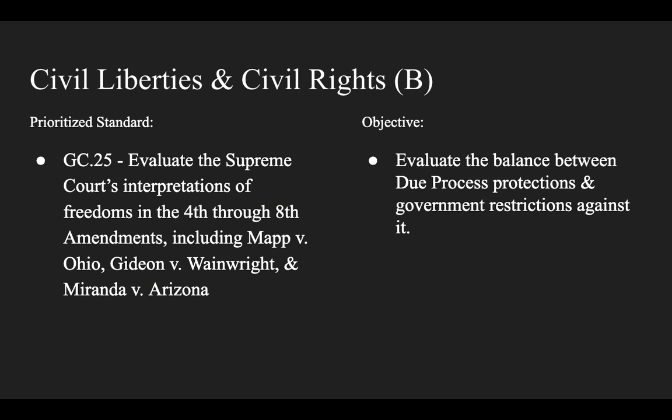All right, that concludes the Civil Liberties and Civil Rights, Section B lecture. Our prioritized standard was Government Civics 25, and objectively now you can evaluate the balance between due process protections and government restrictions against it.